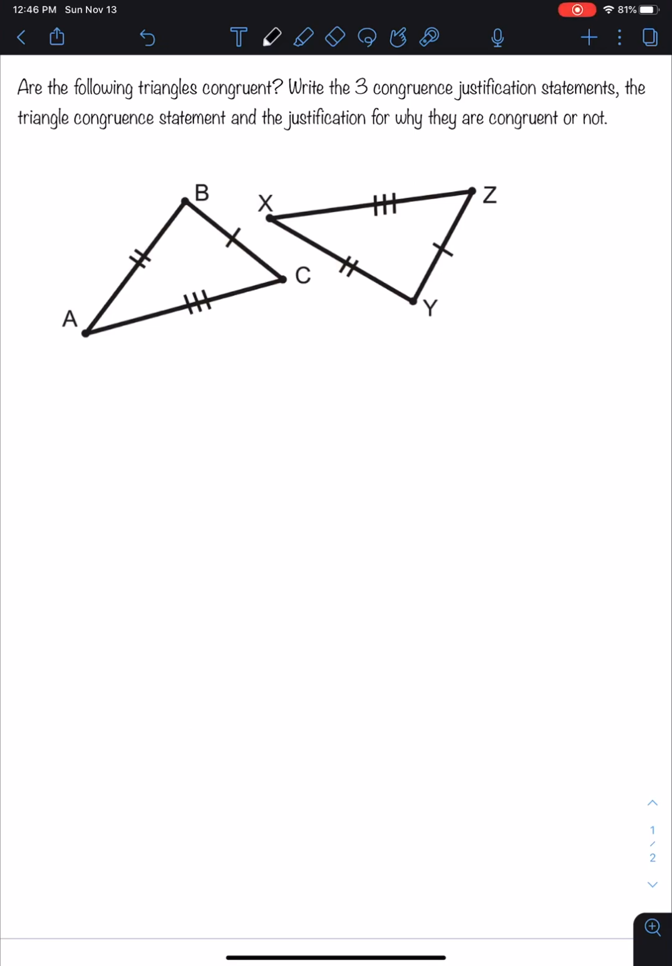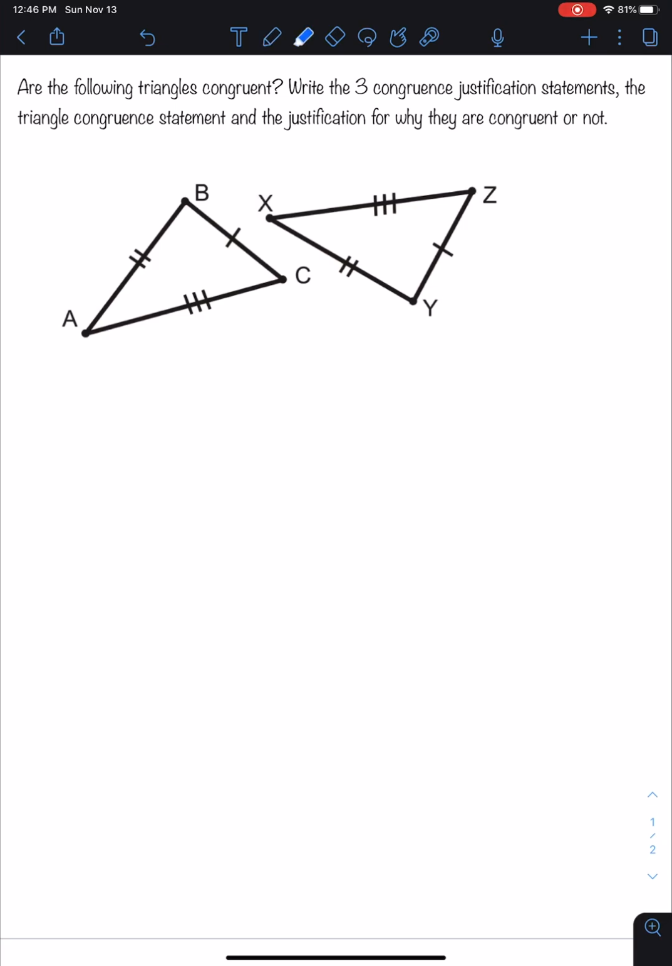Are the following triangles congruent? If so, write 3 justification statements, the triangle congruent statement, and the justification for why they are congruent or not. So, in this problem, we can see that there are 3 pairs of sides that are congruent between both triangles.